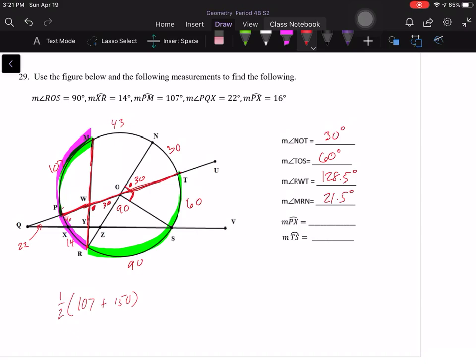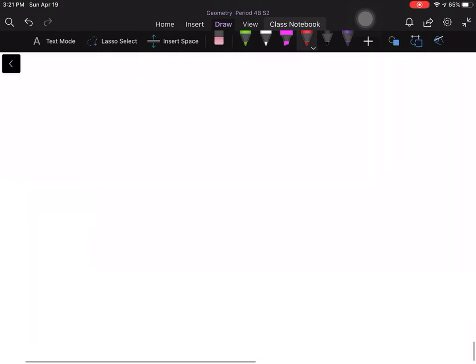Okay, last two questions say the measure of arc PX. That's a super easy question because I gave that to you in the instructions. The measure of arc TS. So that's going to be 60 degrees. We'd already filled that in when we went around the circle.